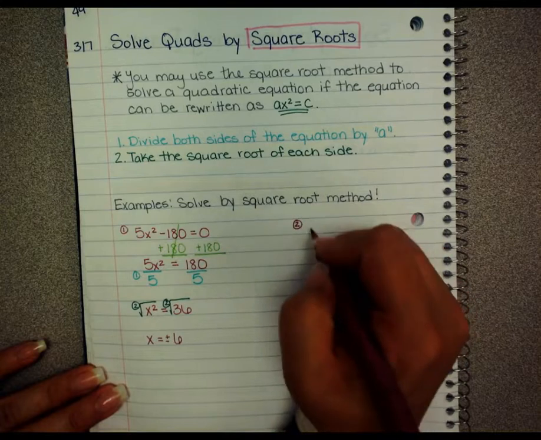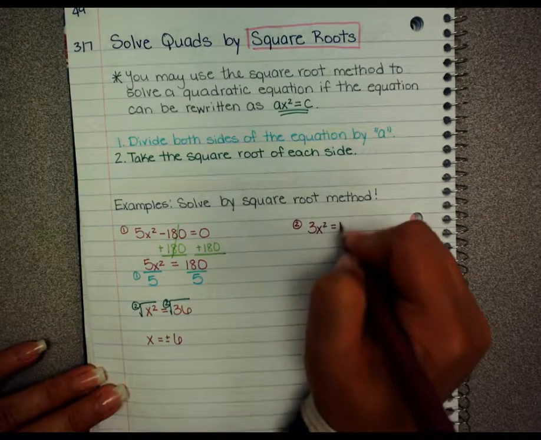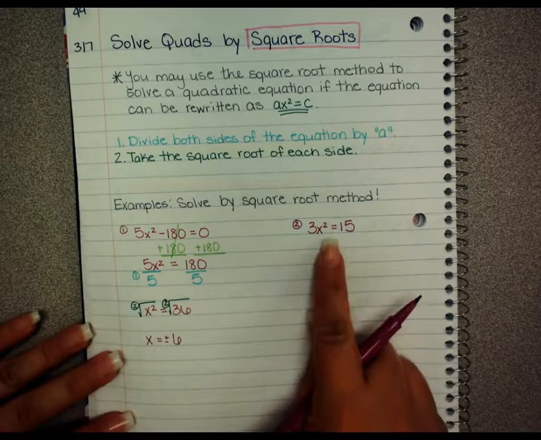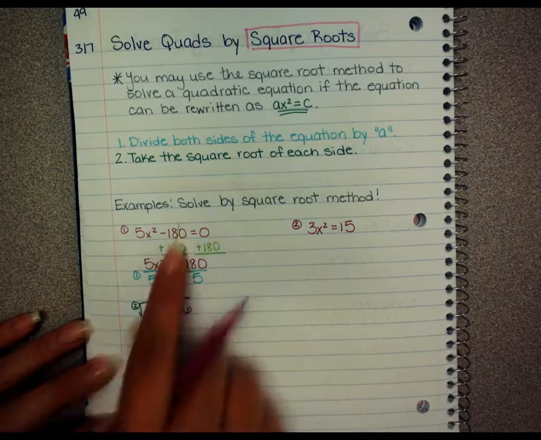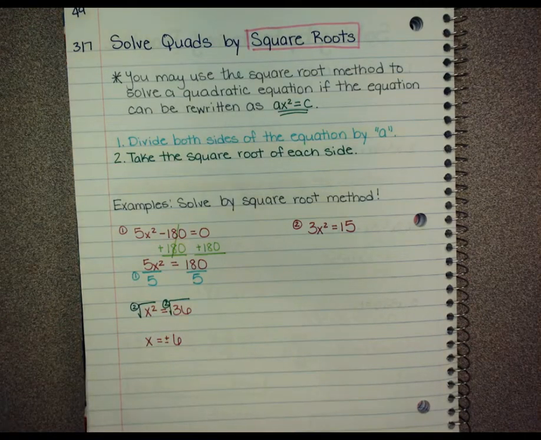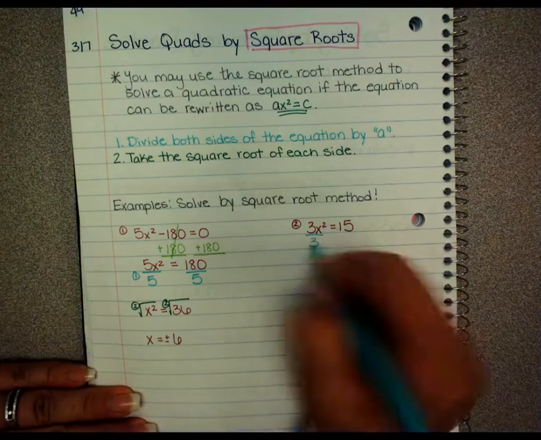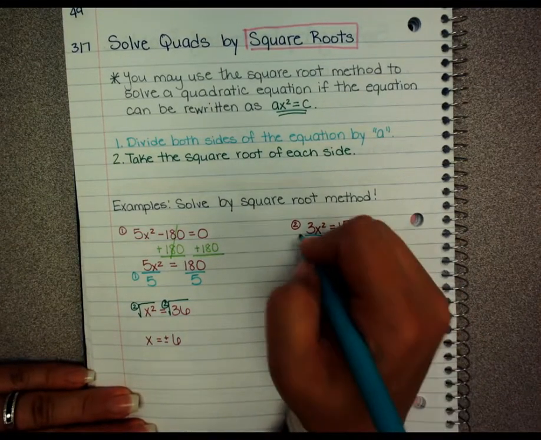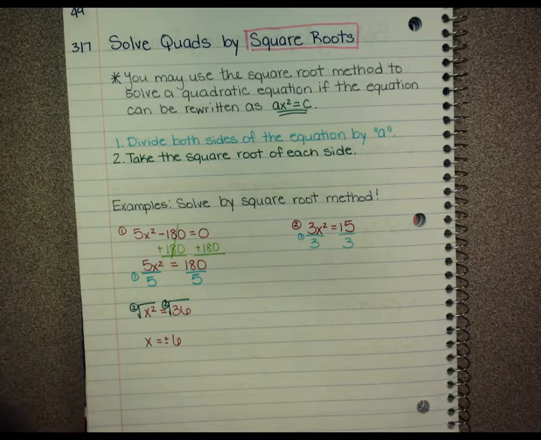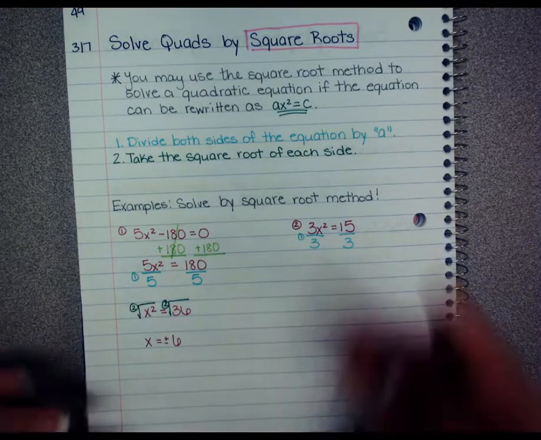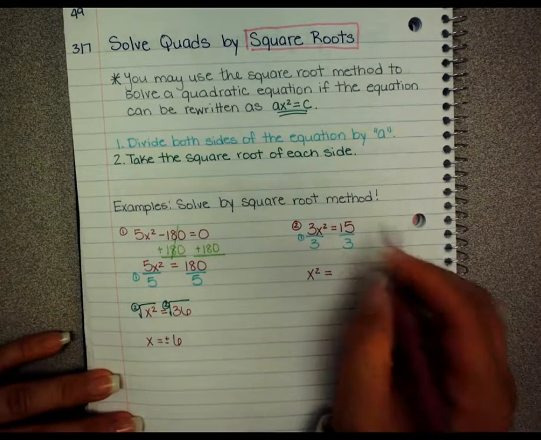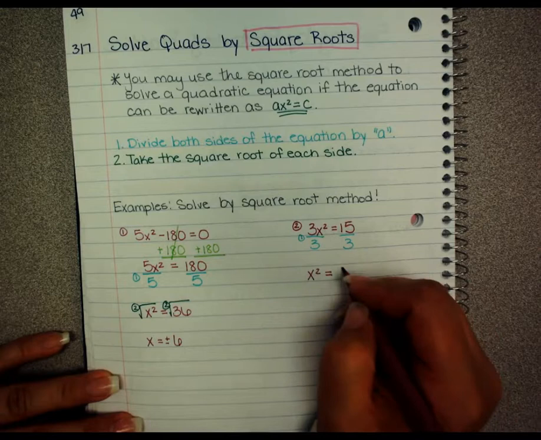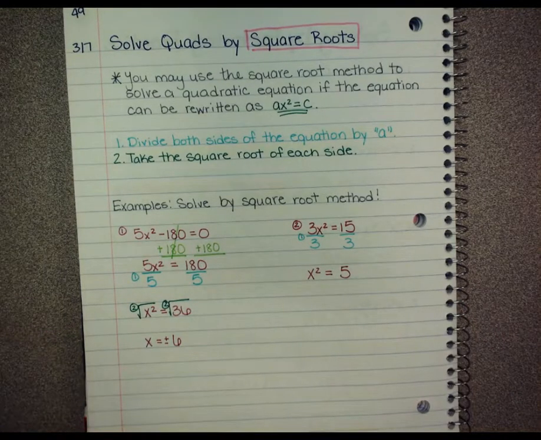Problem 2. 3x squared is equal to 15. Now, if you notice, this example is already in this form. So I don't have to do this move here. I'm going to start right with step 1. Step 1 is to divide each side by 3. Okay, so there's step 1. So, of course, over here on the left-hand side, 3 cancels out 3. So we're left with x squared is equal to 15 divided by 3 is 5. Okay, so we have x squared equals 5.